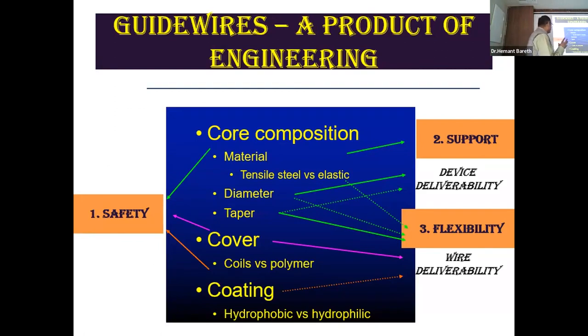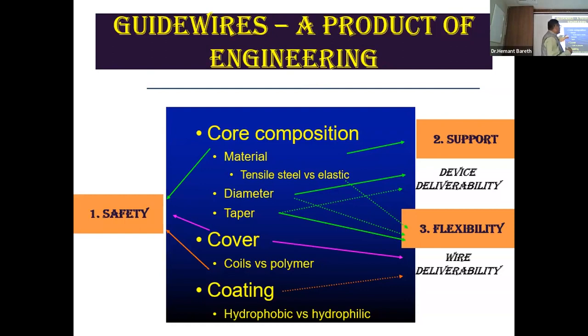And it has basically three components. One is the composition, second is the cover, third is the coating. So there are three components to any guide wire. One is the central core, that is the basic thing. And then at the end, there is a coil which connects to the central core. And everything is coated. Now, the importance of everything is there.